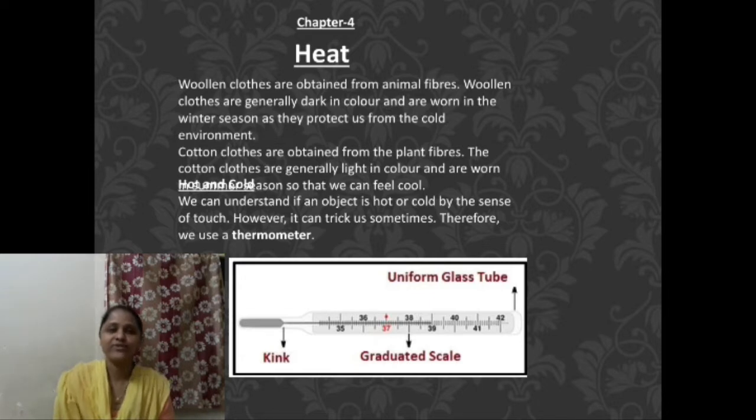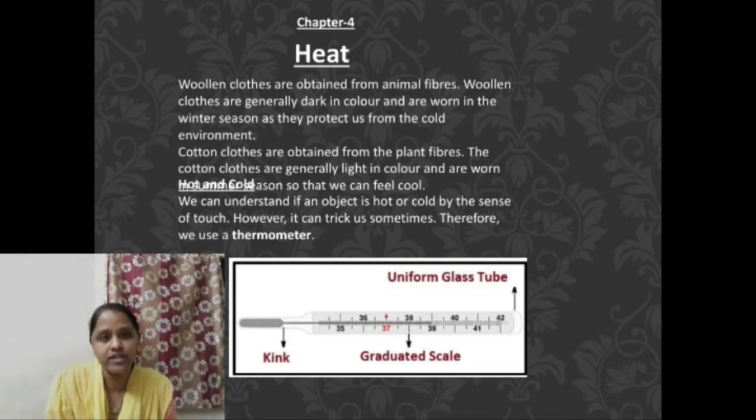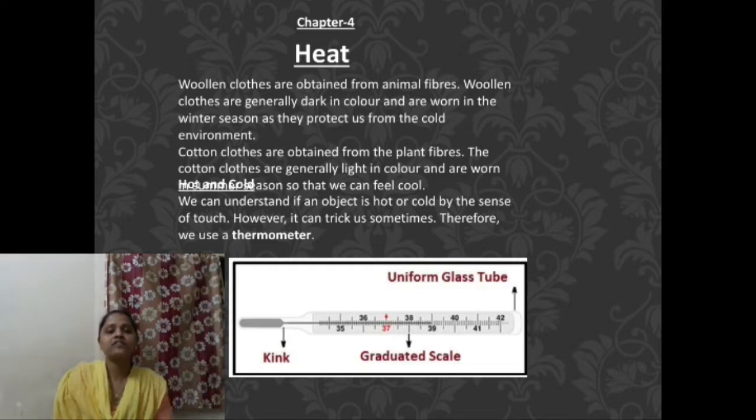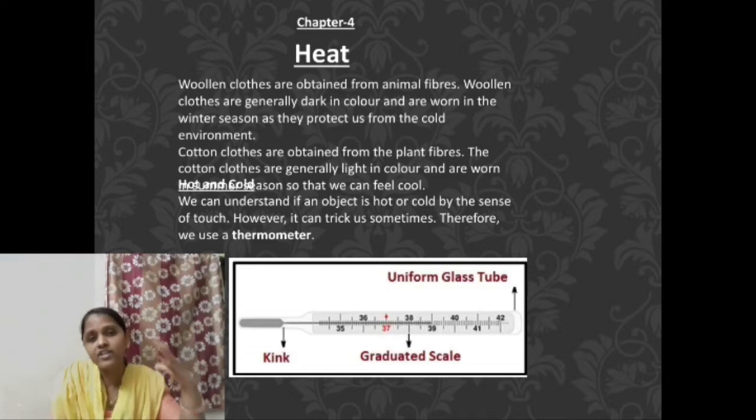Today we are going to learn about chapter number 4 from class 7 science. The name of the chapter is heat. In previous standards we learned about different forms of energies. Heat is also one of the important forms of energy. We are getting a large amount of heat from the sun. The sun is the biggest source of heat energy. You know that very well.